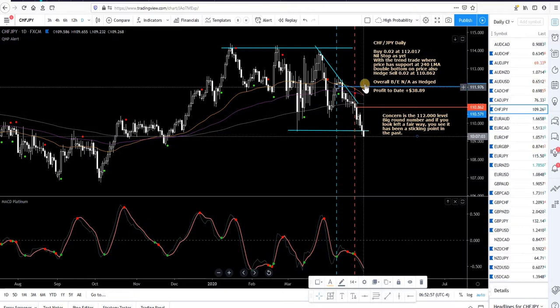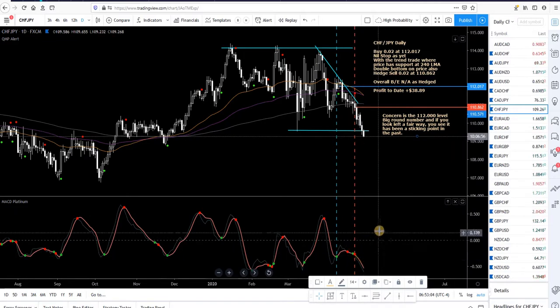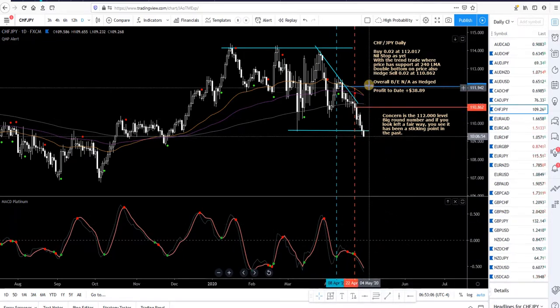I took a hedge buy, so locking in a loss here. Overall break even, not applicable, it's hedged. So now waiting on another buy signal. When that comes, no one knows. At the moment, I can't lose any more other than the overnight interest or the swap rate.